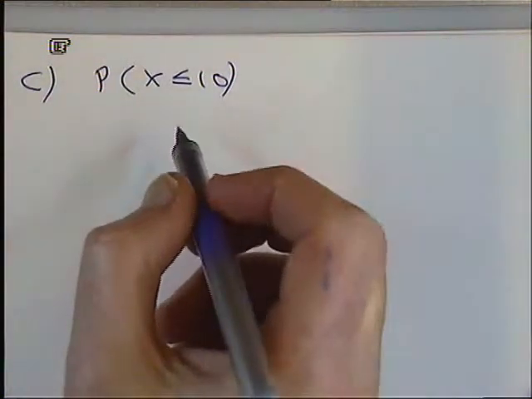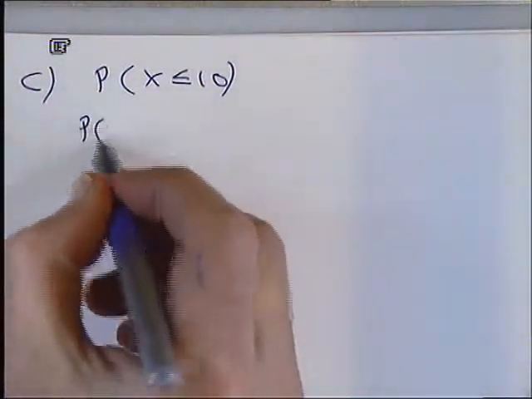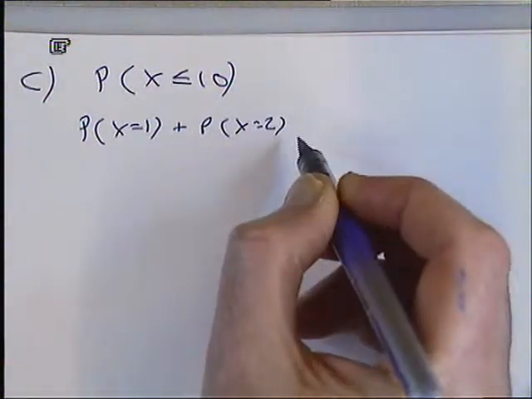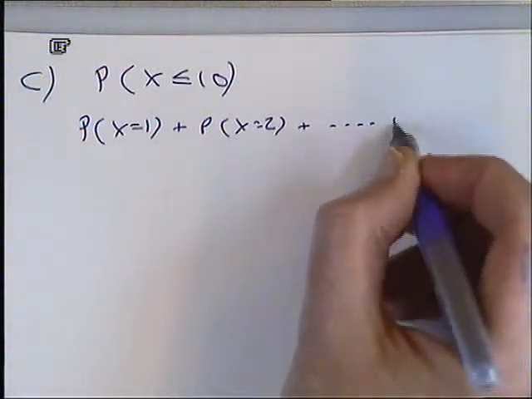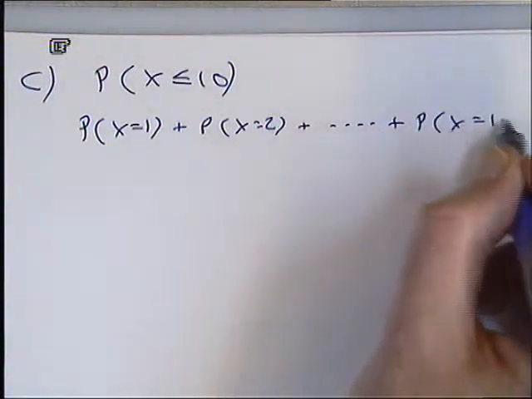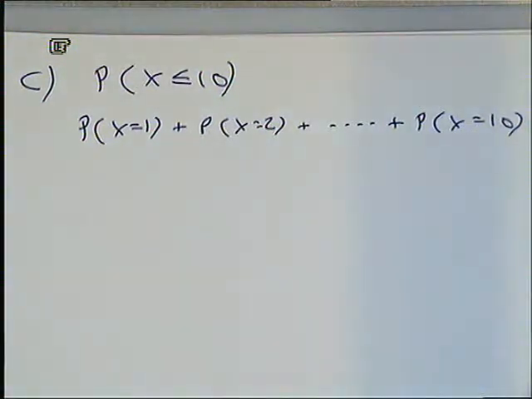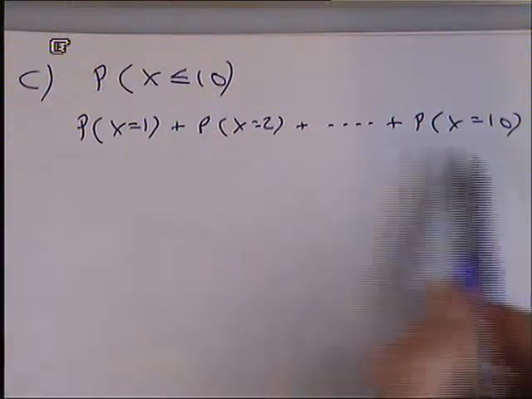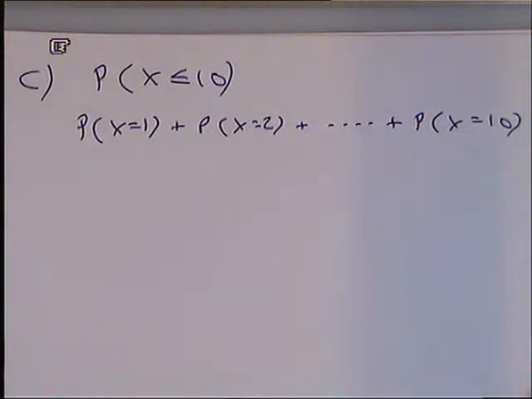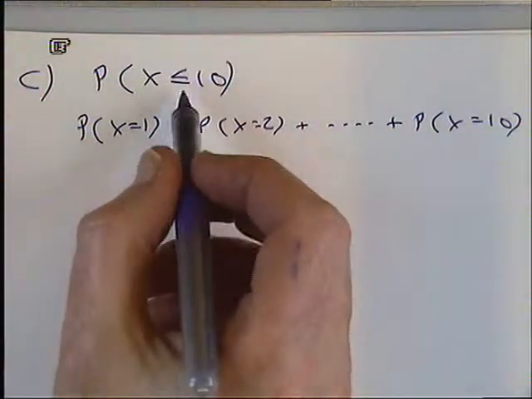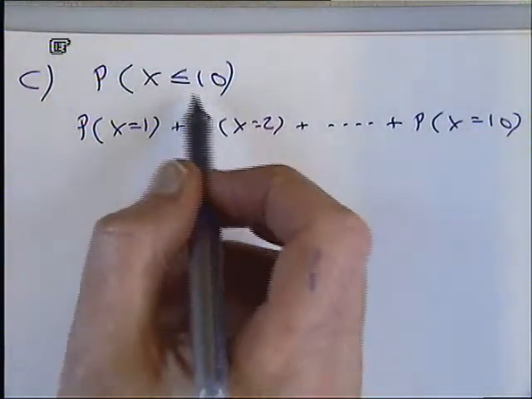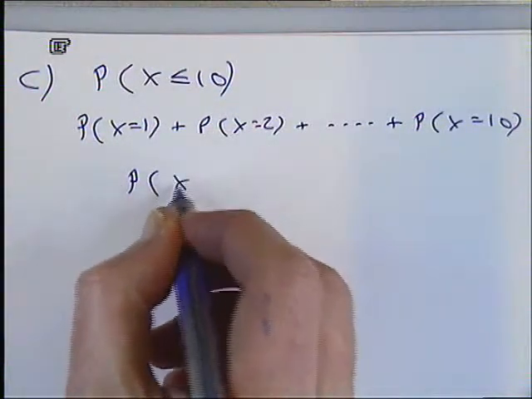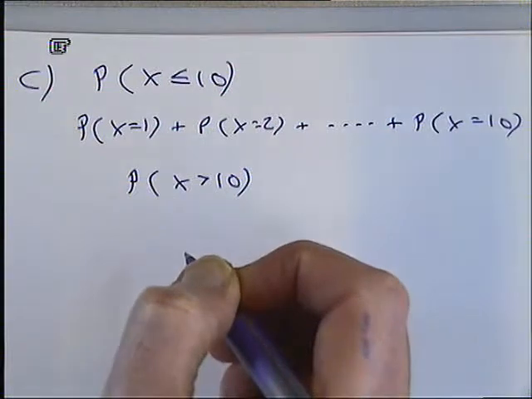So what we could do here is add up the probability he's successful in his first throw, the probability he's successful in his second throw, his third throw, his fourth throw, and so on, all the way up to his 10th throw. But that's a lot of work. And whilst it sounds strange, it's actually easier, rather than add up 10 sums, to add up an infinite number of sums. So think about what is the exact opposite of less than or equal to 10. The exact opposite of less than or equal to 10 is greater than 10.